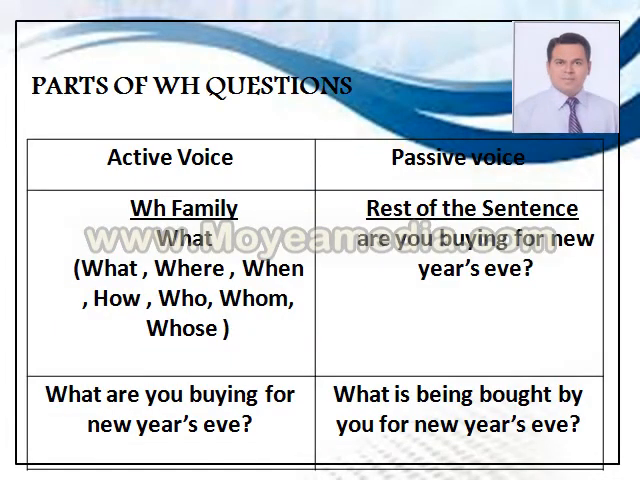Now look at the conversion from active into passive voice with WH questions. As you can see on the screen, WH family words are written with an example. The example is, what are you buying for New Year's Eve? So here the WH word is what and the rest of the sentence is, are you buying for New Year's Eve? Now I have separated these two parts of the sentence. The WH word, that means what, is a separate part, and are you buying for New Year's Eve is a separate part.